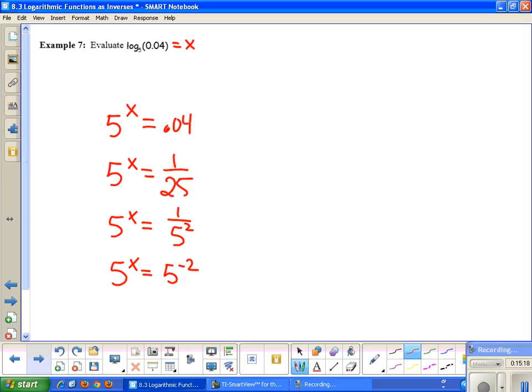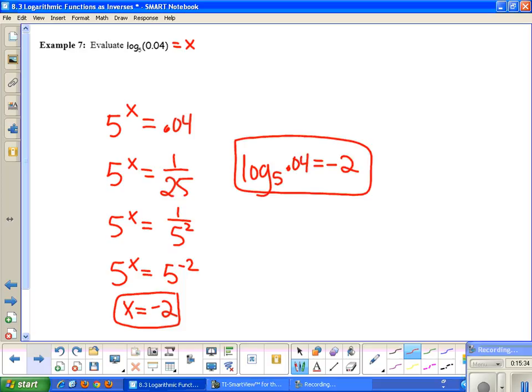Since I have the same base, I can set the exponents equal to each other. So x would be equal to a value of negative 2. So that means that the log base 5 of 0.04 equals negative 2.